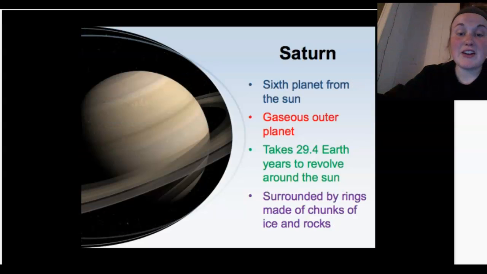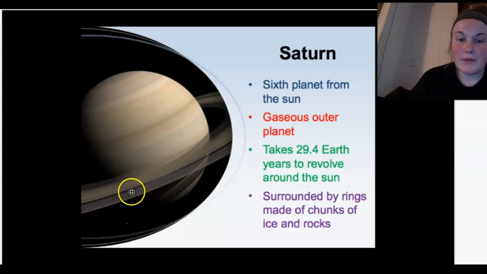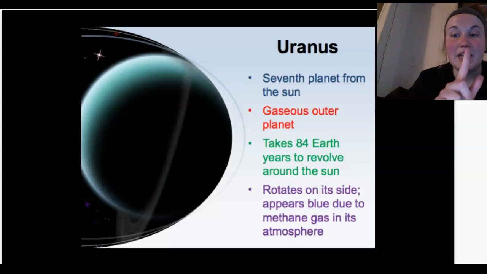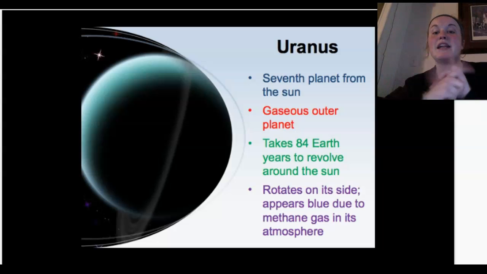Next, we have Saturn. Saturn is the 6th planet from the sun. It is a gaseous outer planet, and it takes 29.4 Earth years to revolve around the sun. It is surrounded by rings, right here, made of chunks of ice and rocks. Next, Uranus. It is the 7th planet from the sun. It is a gaseous outer planet, and it takes 84 Earth years to revolve around the sun. It rotates on its side and appears blue due to methane gas in its atmosphere.